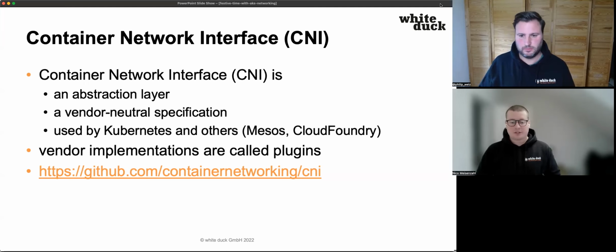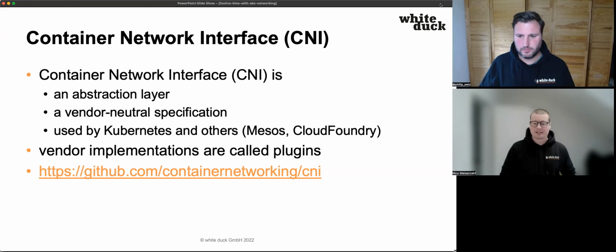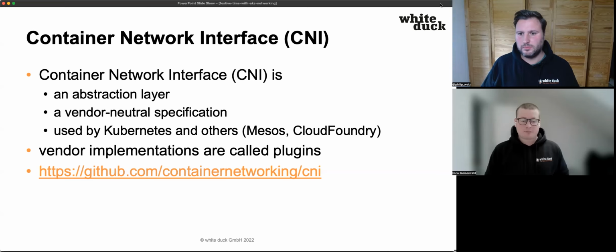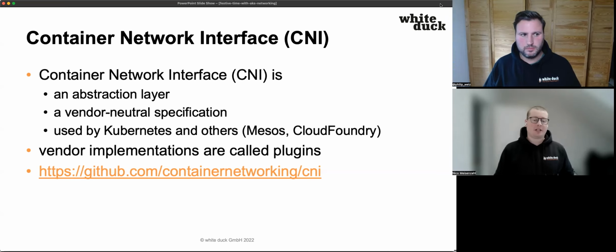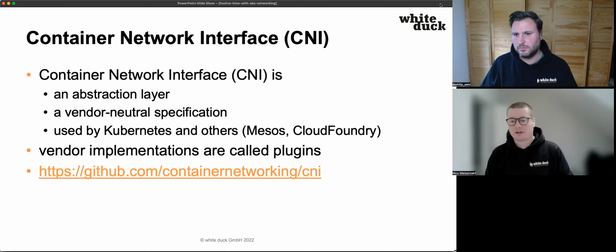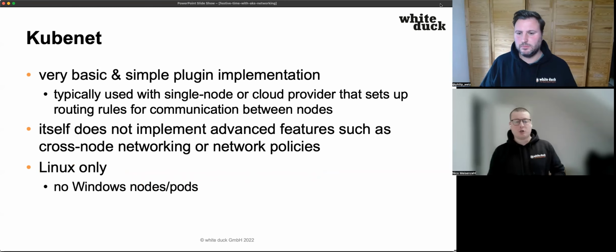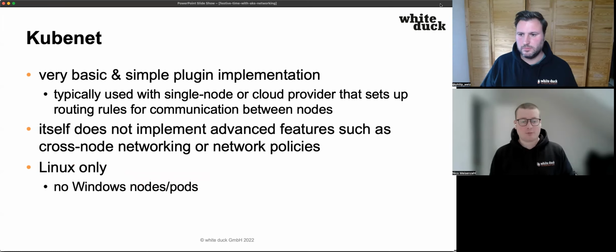This is also not limited to Kubernetes itself. Also, for example, Mesos or Cloud Foundry are using the Container Network Interface for the networking stack. As I said, the so-called vendor implementations or open source implementations are called plugins, and we also included a short link to get you started on the Container Network Interface topic. So the first implementation you can get with AKS is the so-called Kubenet. Kubenet is basically the default implementation by Kubernetes. So it's basically the default thing you will get if you do not configure anything else.